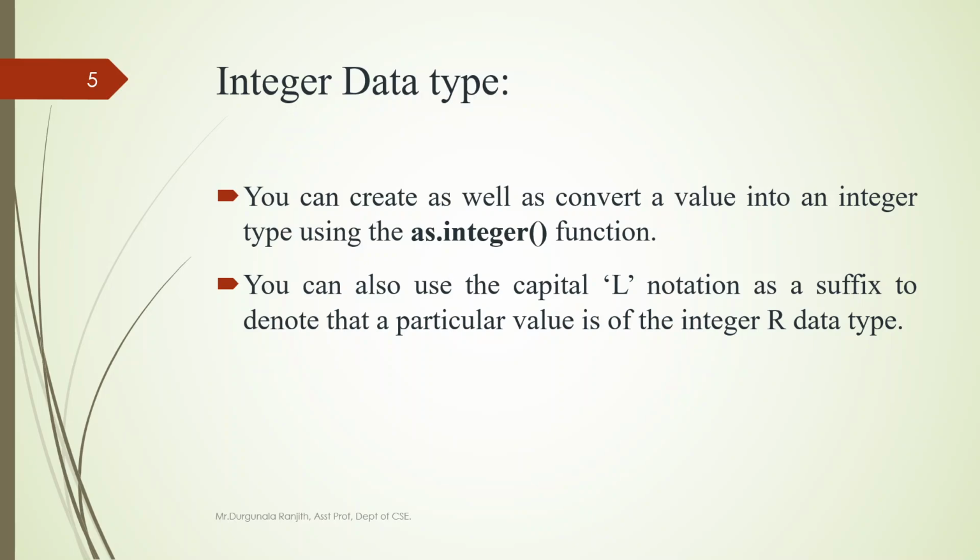The next one is the integer data types, the second one. So we can create an integer data type in two ways. One is representing the L after a number. After a number, you have to give the L notation as a suffix to represent an integer data type. Also, you can use the as.integer function, not the is.integer function. The is.integer function checks whether the value is an integer or not, but the as.integer function is used to create an integer value.